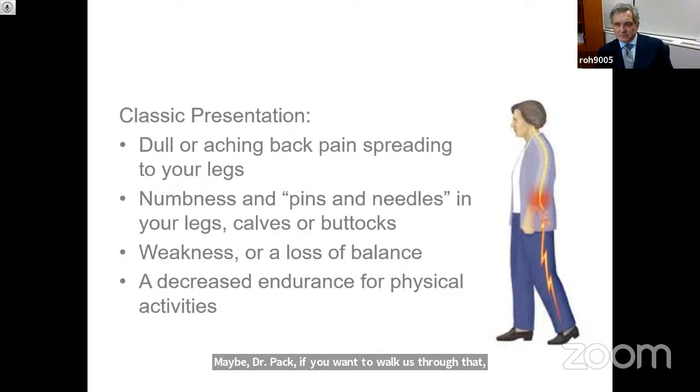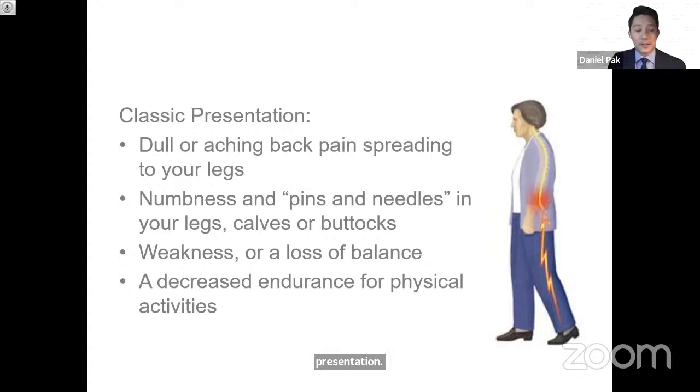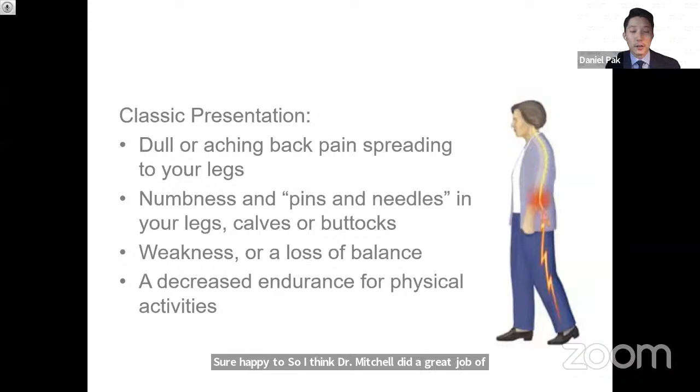Sure, happy to. I think Dr. Mitchell did a great job of explaining the underlying pathology of what it looks like on imaging. Now, in terms of presentation, certainly there's some variability. What we see most often in the clinic is listed on the slide that Dr. Hartle just showed us. Some patients may have a component of back pain, although that's not necessarily everybody. So you may or may not have back pain.